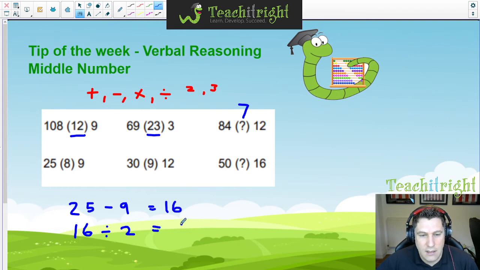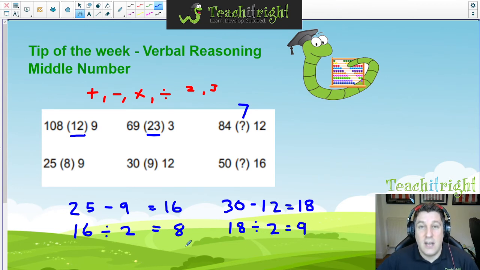So as you can see, I've done 2 separate operations here. I've done subtraction and then I've done division. Does this work on the other side? Let's see if it does. So 30 take away 12, and I'd like to think most children can do that in their heads. They get 18, so that's the first part done. And in order to get back to the middle number, we're going to do 18 divided by 2, and that does give us 9. So fantastic.